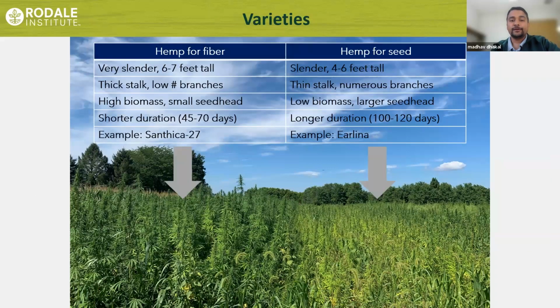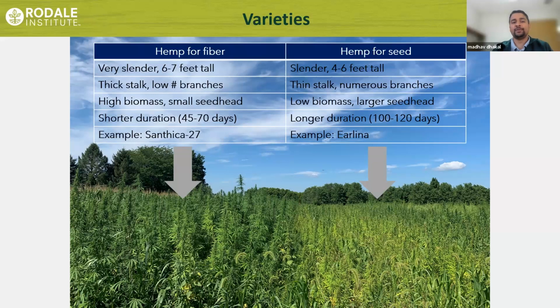When we talk about the varieties or types of hemp, basically industrial hemp comes in two types. One is grown for fiber, another is grown for seed. There are hundreds of cultivars under these broad categories, so I'm not going to give any preference towards any specific cultivar. These are just some example cultivars under that hemp type.